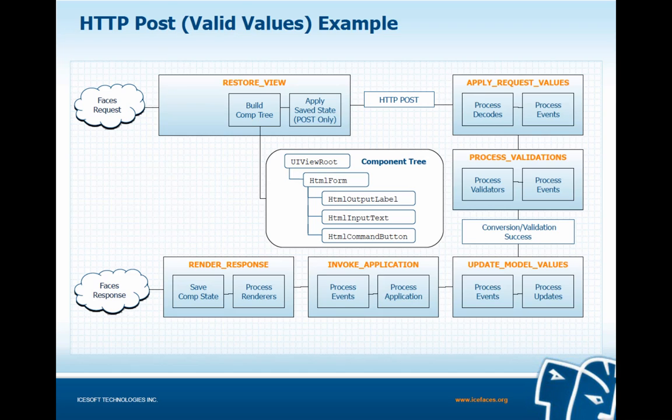Now, in the case of a postback, the lifecycle behaves in a slightly different manner and depends on whether valid or invalid values are submitted. So let's take a look at valid values first. Our first phase is the restore view phase, where we build the component tree, apply any saved state, and then we transition to apply request values, where we extract the submitted values. We then apply any converters or validators in the process validations phase, and since we're operating on valid values, conversion and validation will be successful, and we're then going to update our model bean values.